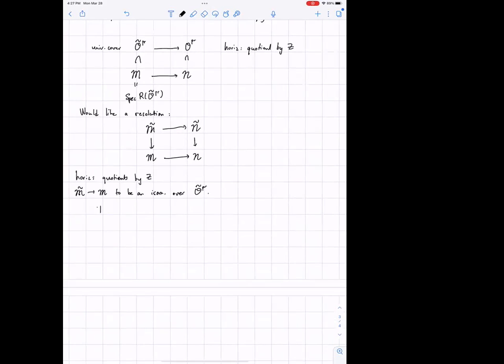And so the theorem is that you can construct such a variety M tilde. But in fact, the best M tilde you get is really one which is an orbifold rather than actually a smooth thing. So it's not quite a resolution of singularities. But it's pretty good nevertheless.